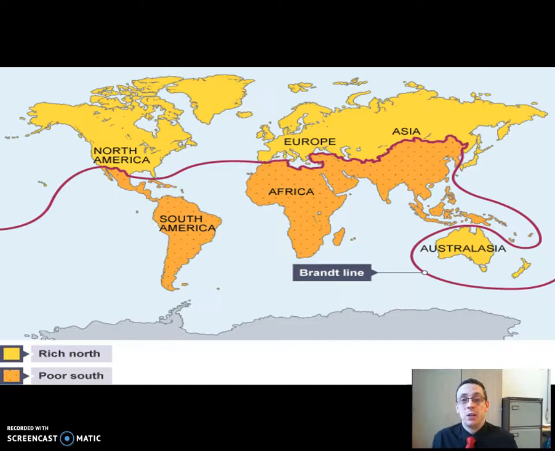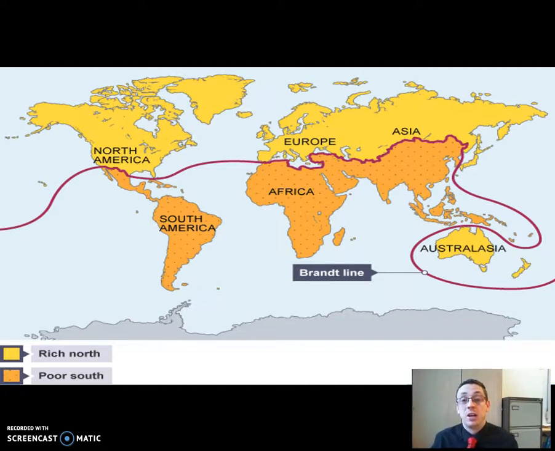Now, as I've said before, and I would just reiterate it now, this is a very, very crude measure. If we go through this country by country, you will find exceptions both north and south of this line. However, it is a useful measure to look at, to make you ask the question, why is this the case? Why do we have a situation where, by and large, the northern half of the world above this line is more developed than the southern half?